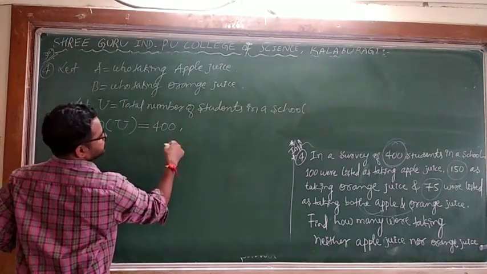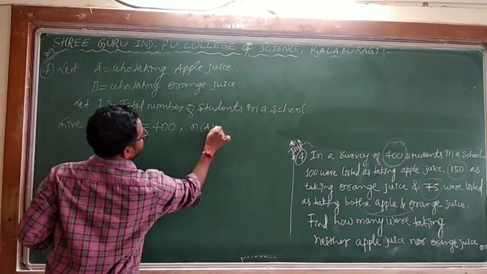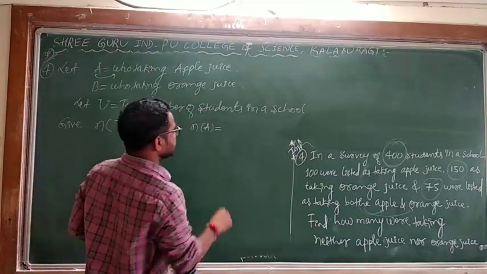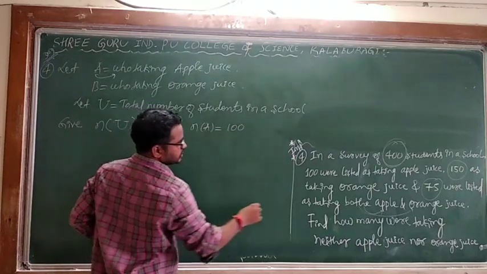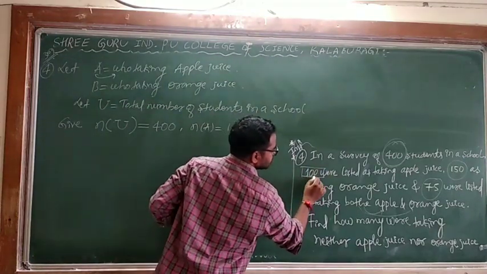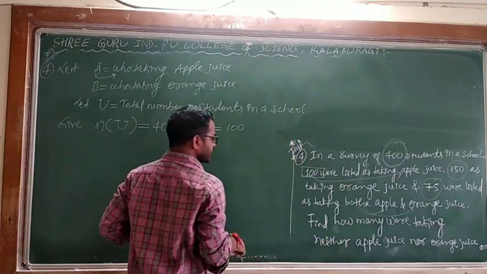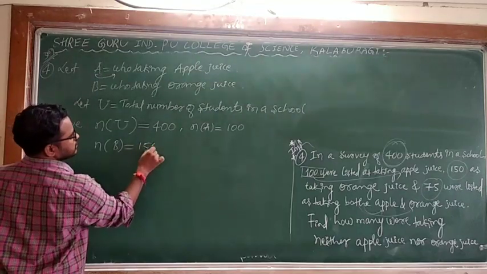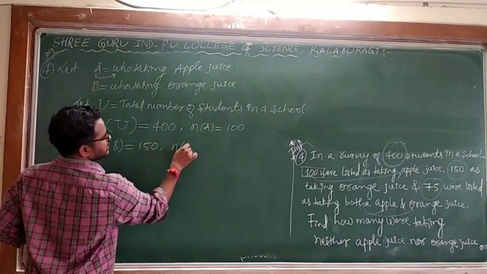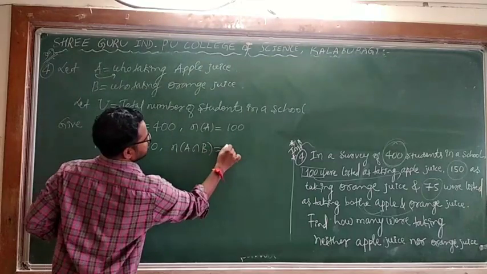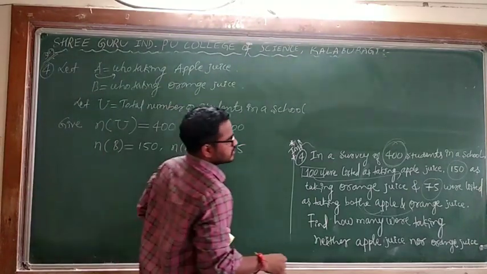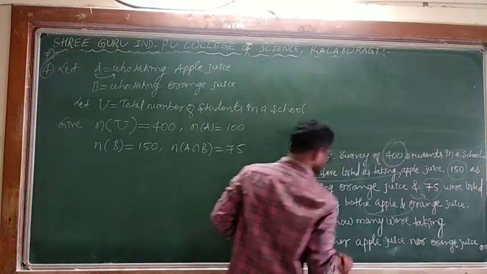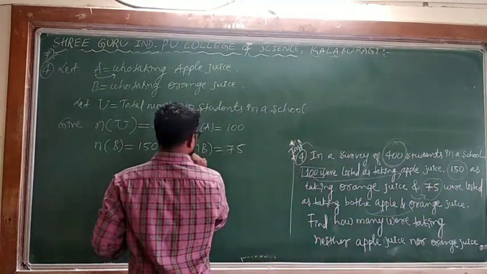And also given, N of A. N of A means A is those taking apple juice. How many are taking? 100. 100 students are taking apple juice. And how many are taking orange juice? That can be written as N of B. N of B is 150. How many are taking both? That can be written as A intersection B. A intersection B is 75. Of the 150 taking orange, 75 are taking both apple and orange, which is A intersection B.